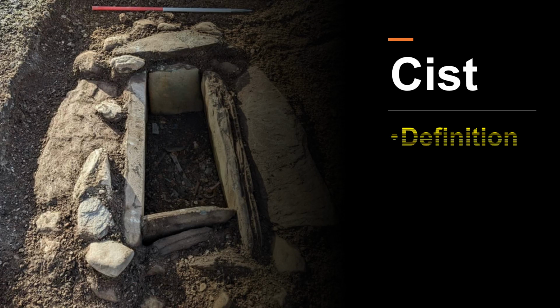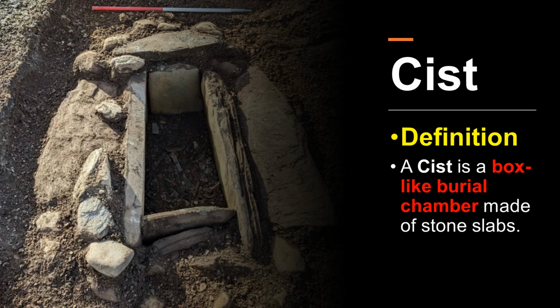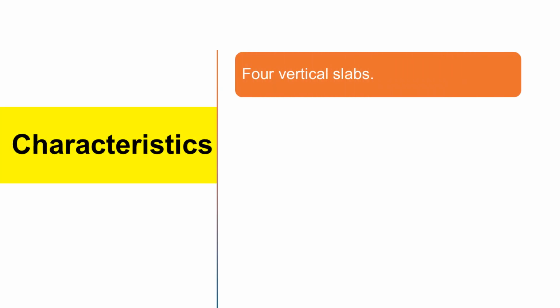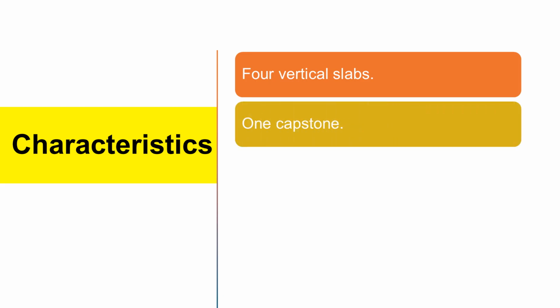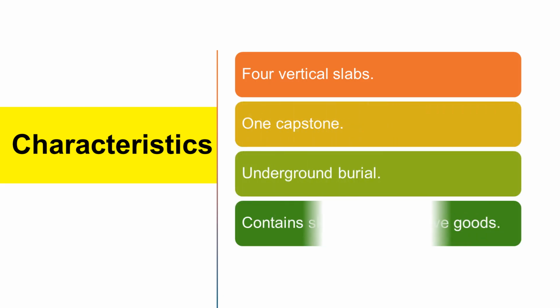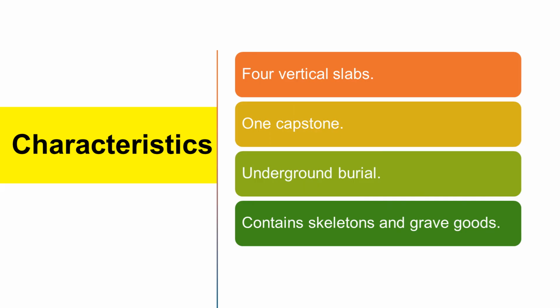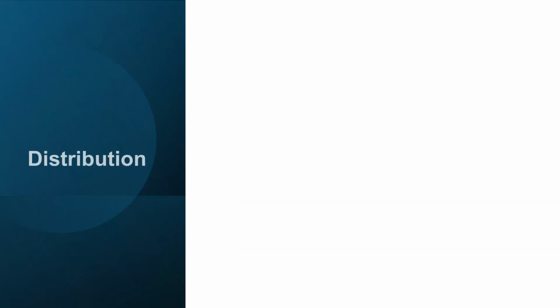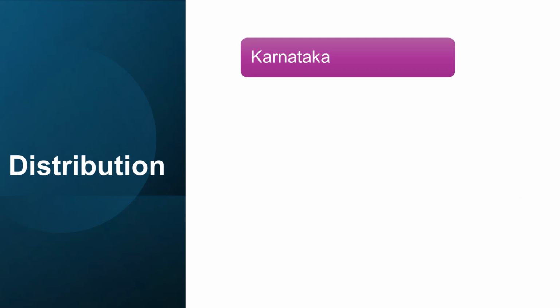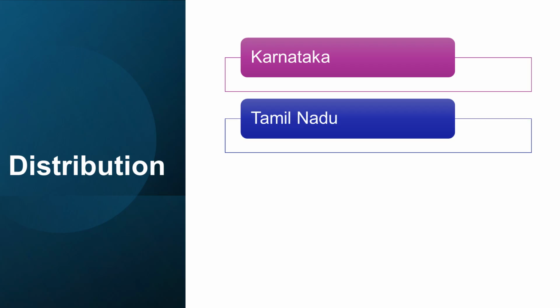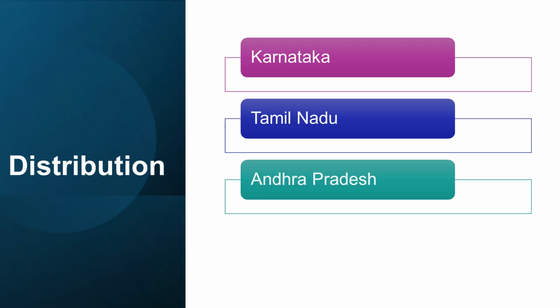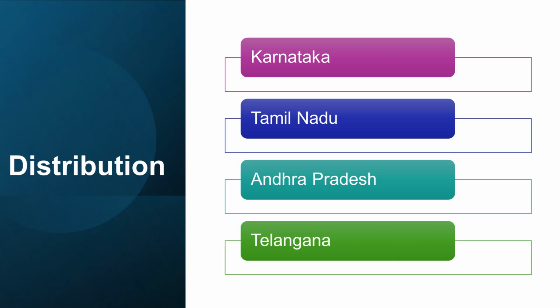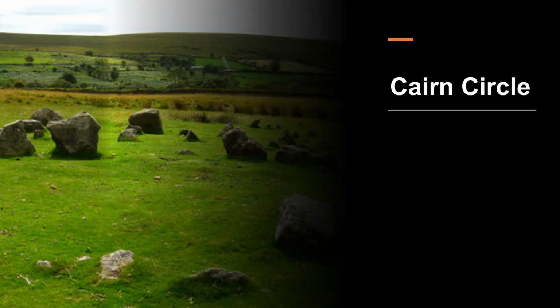Cist. Definition: a cist is a box-like burial chamber made of stone slabs. Characteristics: four vertical slabs, one capstone. Underground burial. Contains skeletons and grave goods. Sometimes surrounded by a cairn circle. Distribution: Karnataka, Tamil Nadu, Andhra Pradesh, Telangana. Cist equals stone box burial.